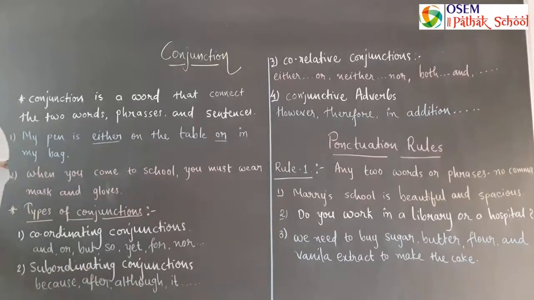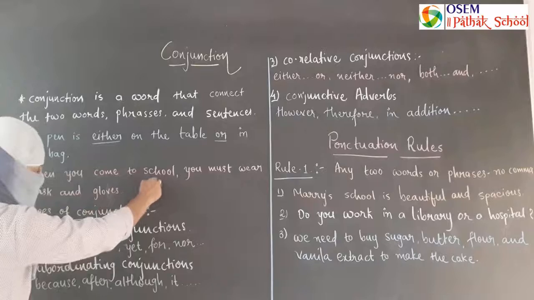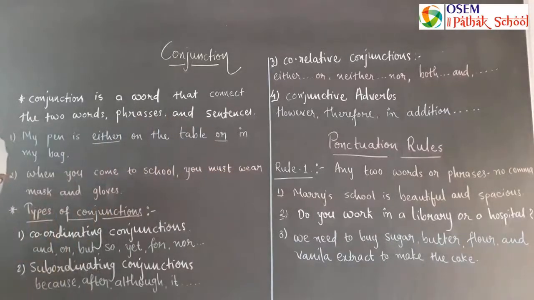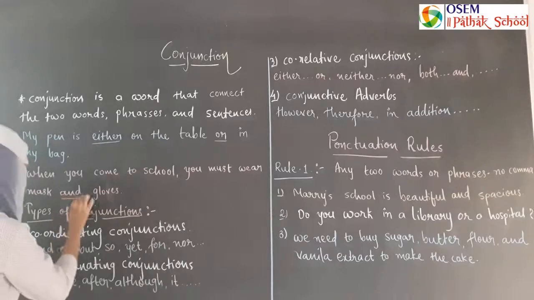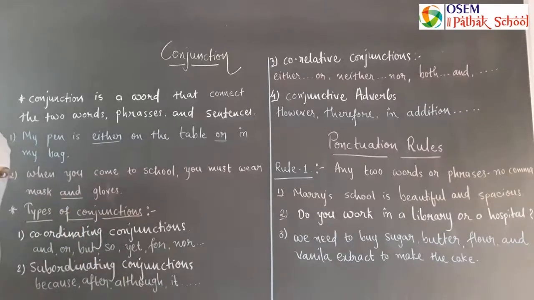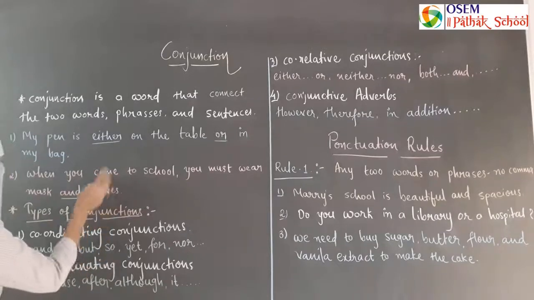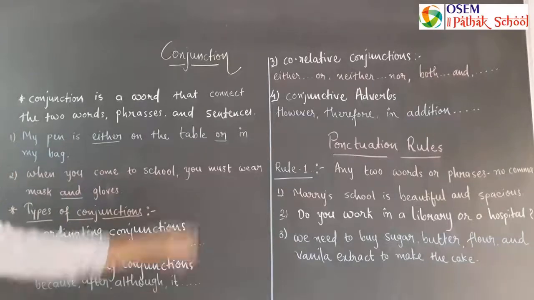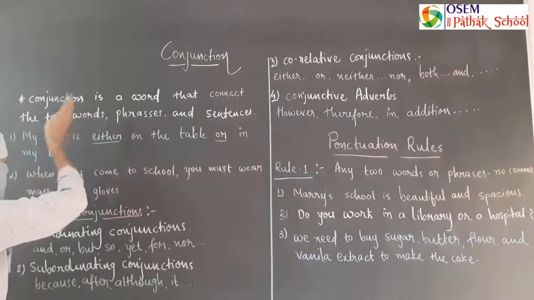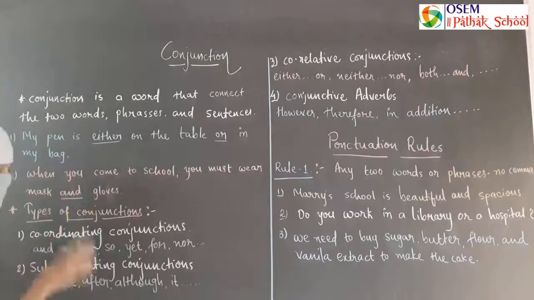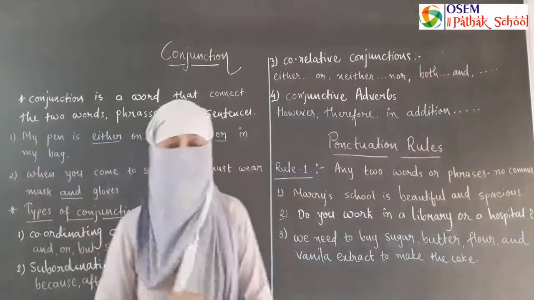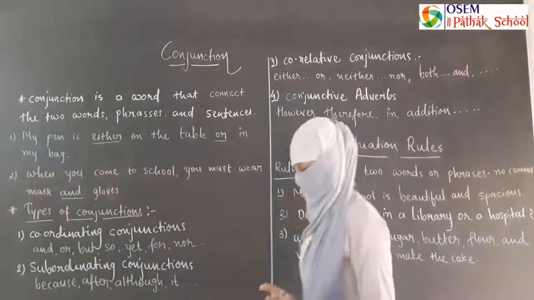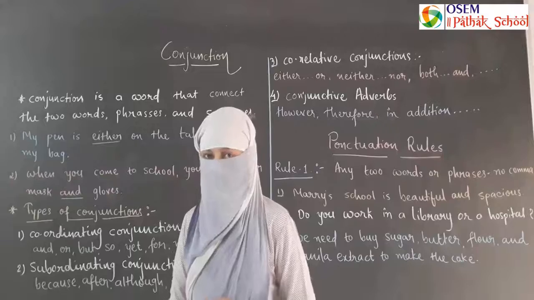In the second sentence, when you come to school, you must wear mask and gloves. Here, and is a conjunction and it connects two words. Students, conjunction connects two verbs too. If I say I can write and read, here I connect two verbs.